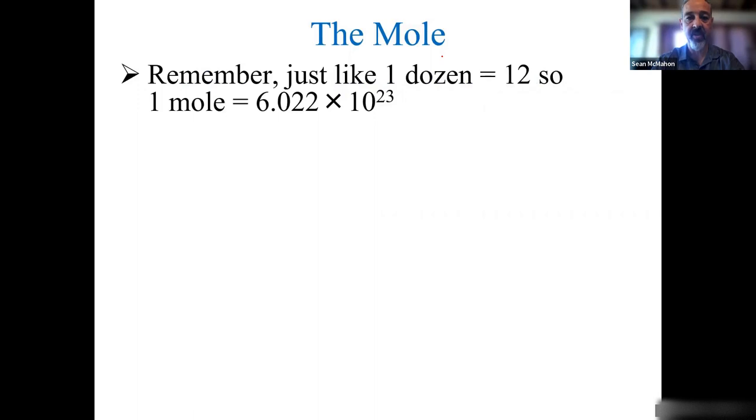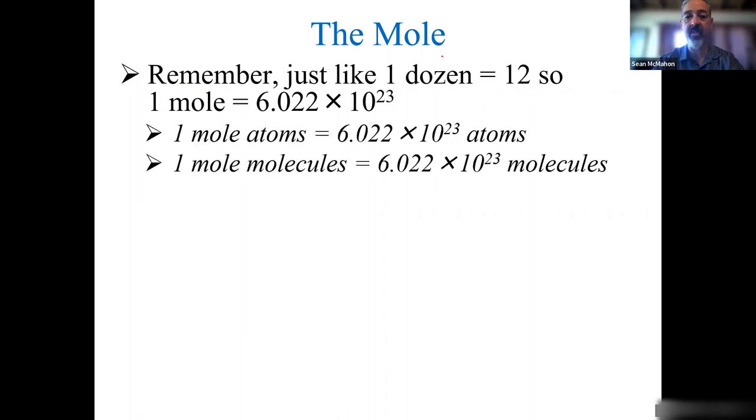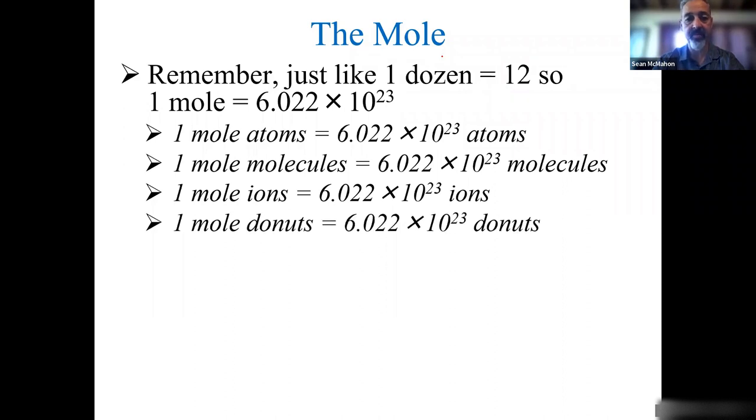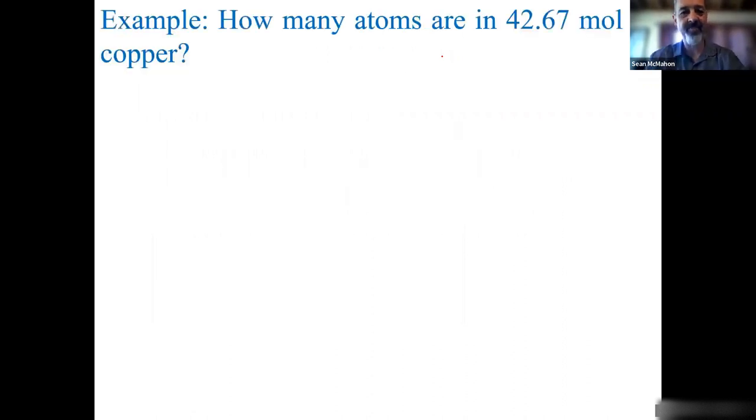So remember, a dozen means 12, but a chemist's dozen, the mole, is 6.02 times 10 to the 23rd. And I can have 1 mole of atoms, 1 mole of molecules, 1 mole of ions. It doesn't matter. It means 6.022 times 10 to the 23rd. You can even have a mole of donuts, but I won't get into it.